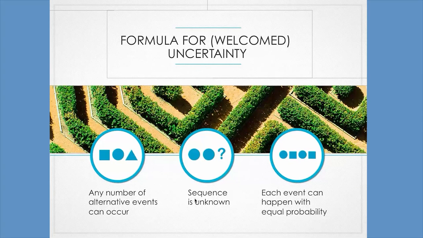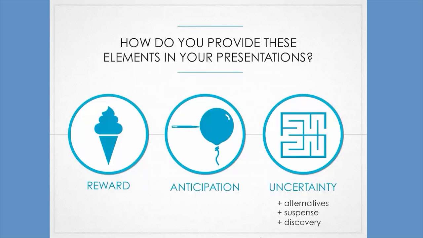Or apply this formula to a tennis tournament, for instance, especially in the beginning stages, if you have players that are fairly equal in skills, and as we get closer and closer to the finals, there are still four of them left, and things are getting exciting because anything can happen in any kind of sequence with equal probability. That is fun to watch. And you're willing to stay up till way late at night and see what's going on.